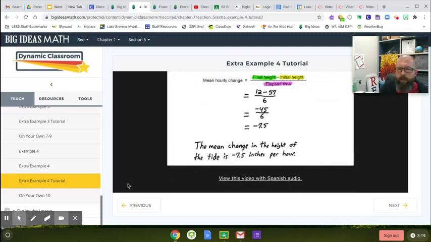All right, there you have it. That's a long couple problems, but we're substituting numbers there and finding the average. So mean is another word for average. Okay?